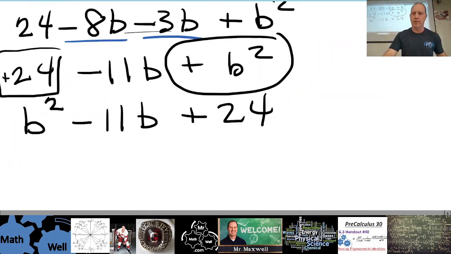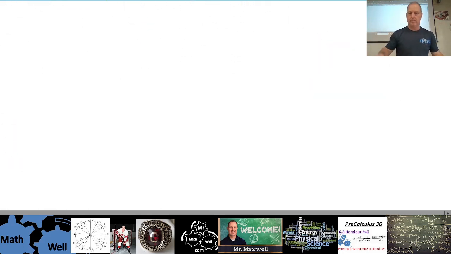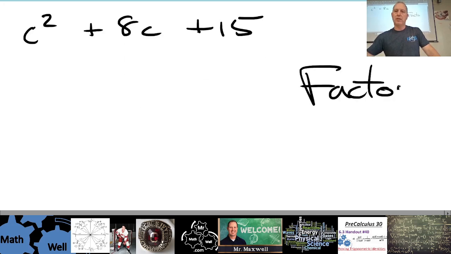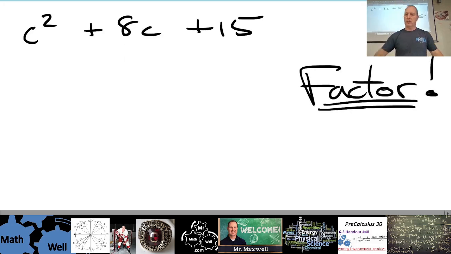Let's go back to the very first one: c squared plus 8c plus 15. Okay? So now I'm going to factor this puppy. Factor. So all we're doing is going backwards.